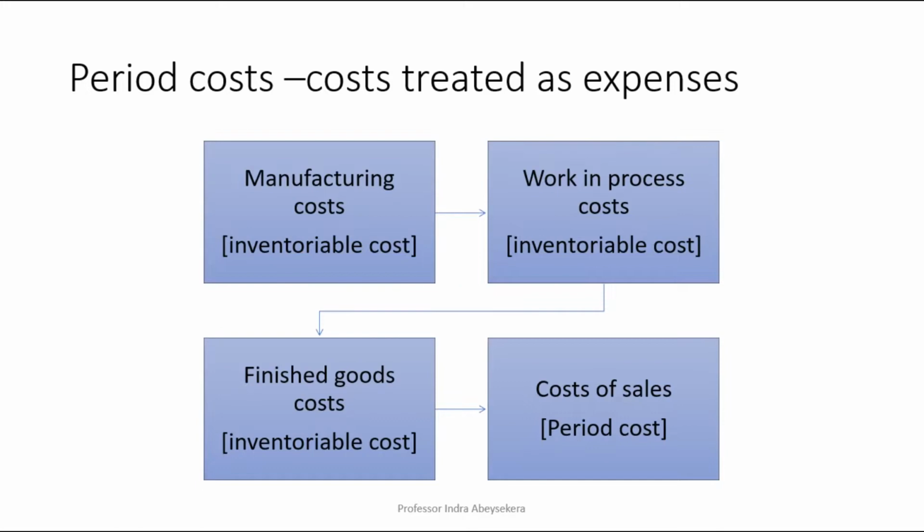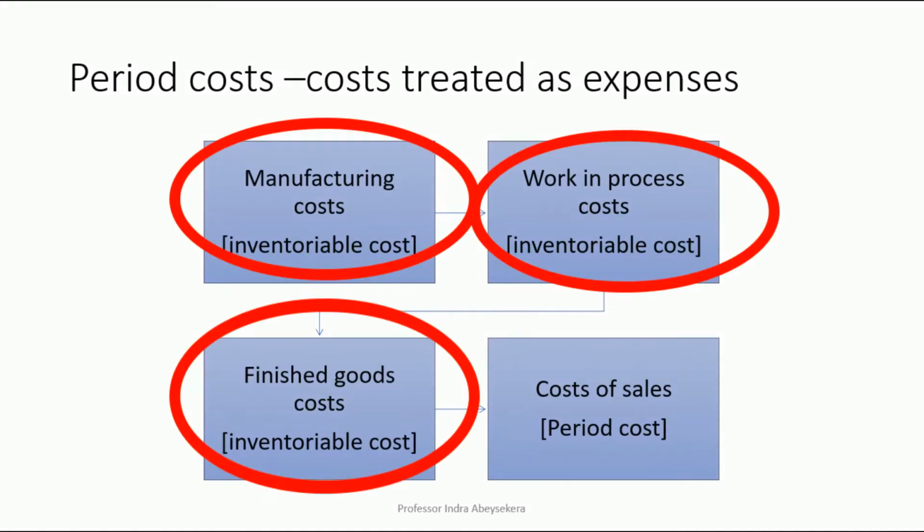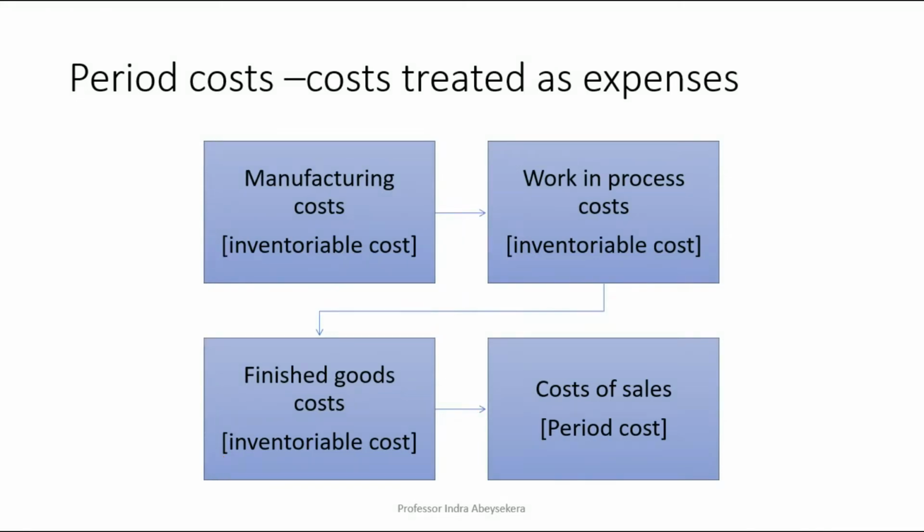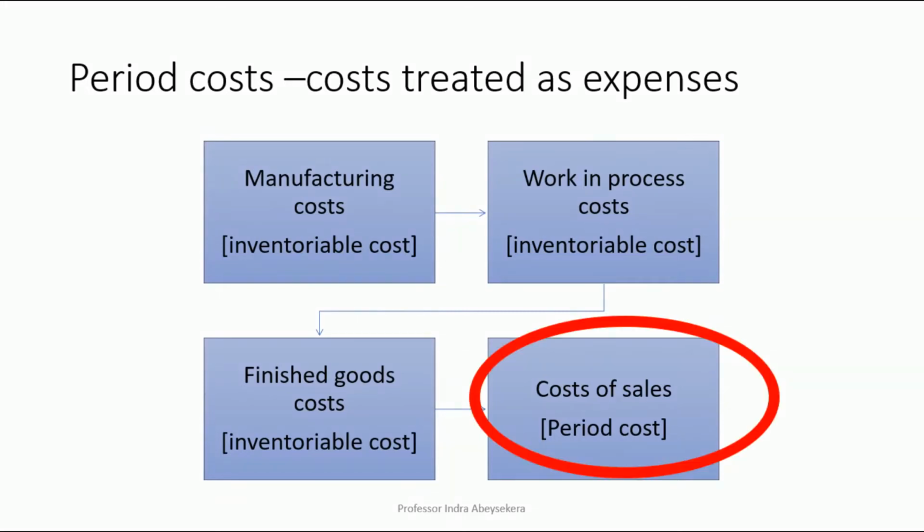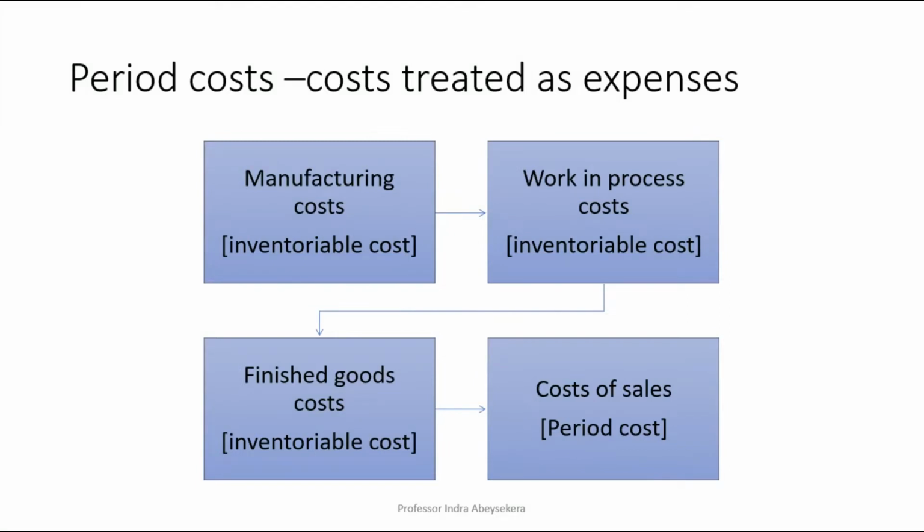So when we look at the manufacturing cycle, manufacturing costs, the inventoriable costs, when they become work in process, they are still inventoriable costs. When they become finished goods, they're still inventoriable costs because they're shown on the balance sheet. And then when they are ready for sale and being sold, that becomes cost of sales, and then it becomes period costs.